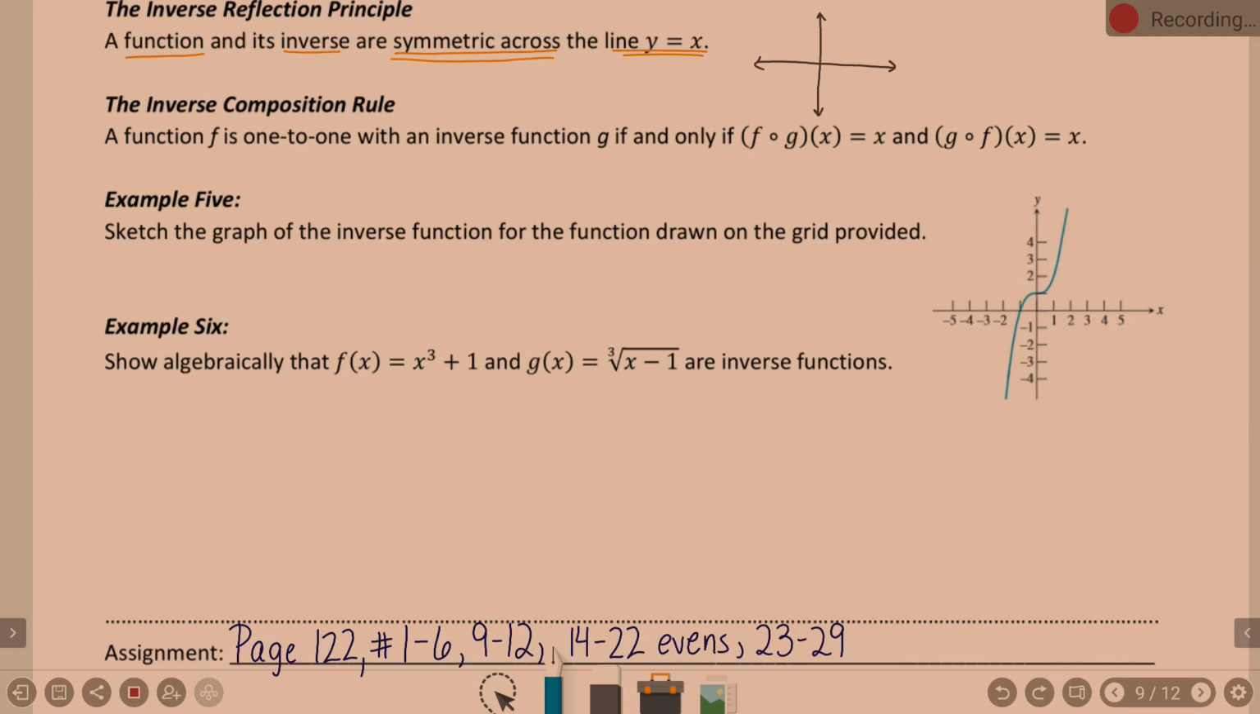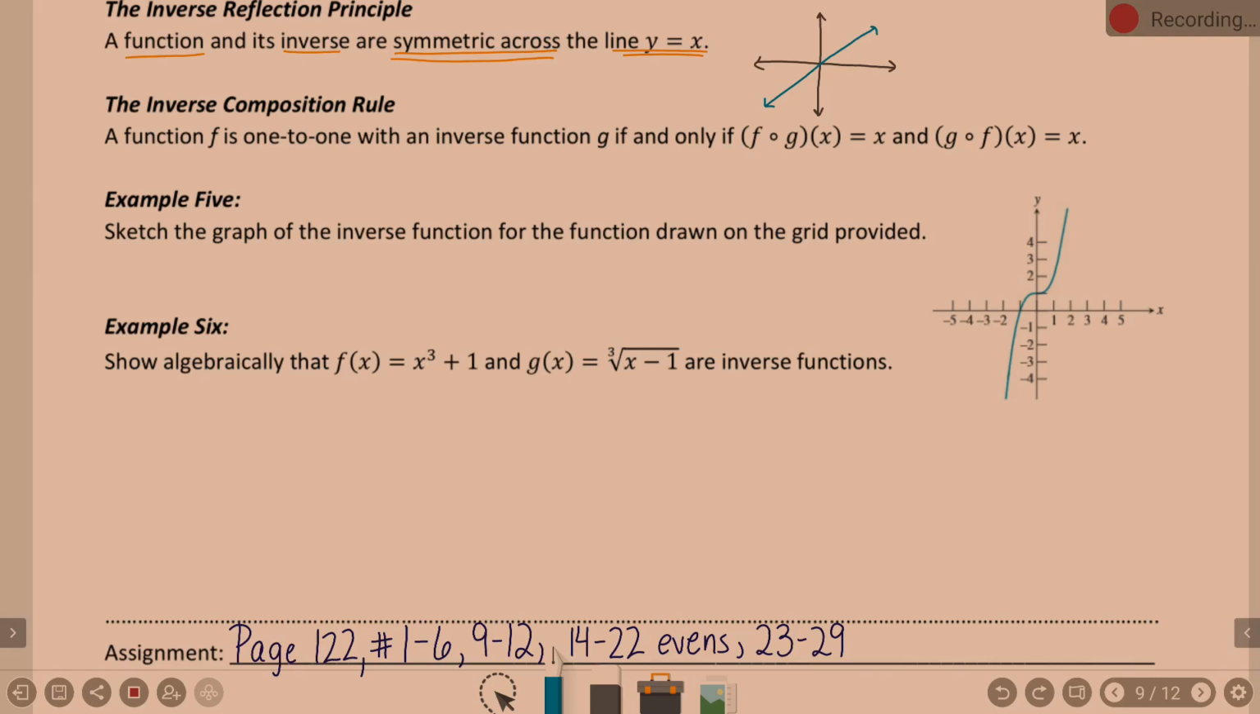Okay, so when we talk about the line y equals x, we're talking about what you'll sometimes hear referred to as the perfect diagonal line. It's a line that goes through 0, 0, 1, 1, 2, 2, 3, 3, 4, 4, and all of those. Okay, so if two things are inverses, they reflect across that line. And the reason is because your x and your y values switch. So it reflects across that line.